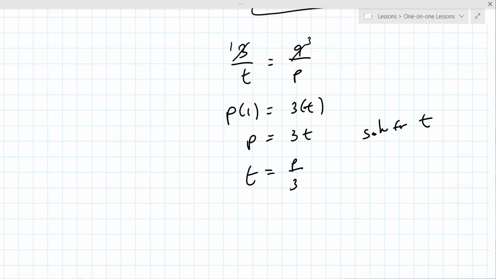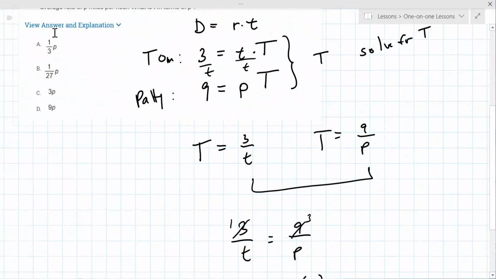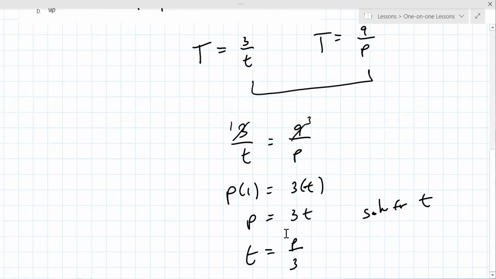Can I see the answer choices again? Yeah, and that is letter A. Wait, didn't you get t? Did you get 1/3 P? Yeah, P over 3, P is over 3, one third. Yeah. I see. Okay.